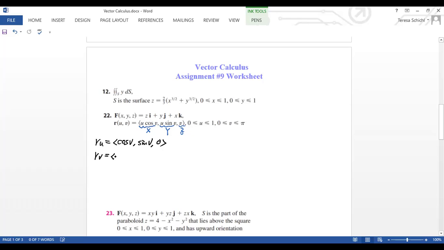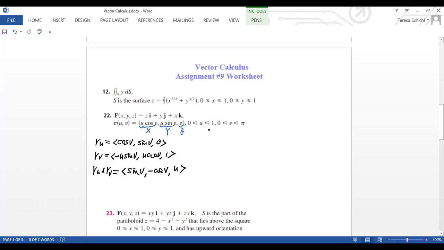Then we have partial v. What is partial v? Take the derivative with respect to v. So this is u sine v negative, u cosine v, and 1. All right, and then we do the same thing. So you do r_u cross r_v. You put it into the determinant matrix, just like we did. So you can find the cross product will be sine v, negative cosine v, and u.